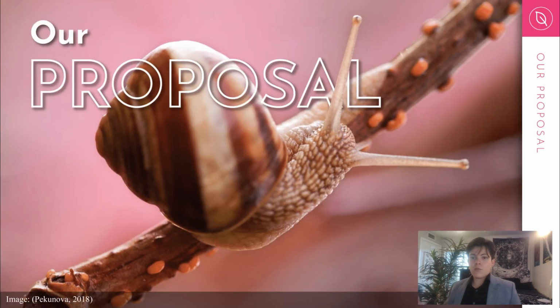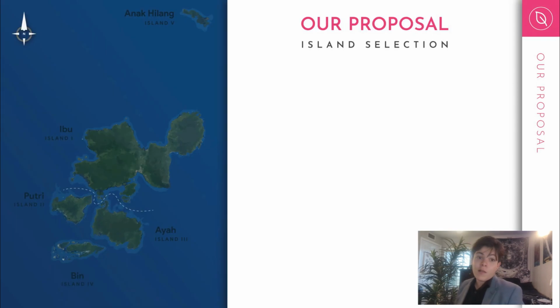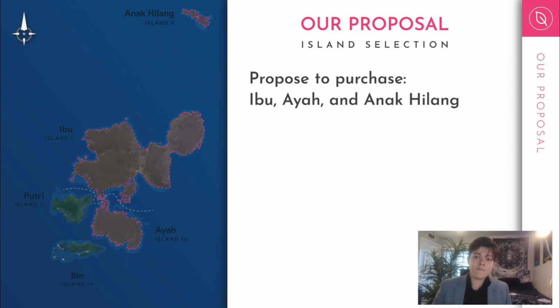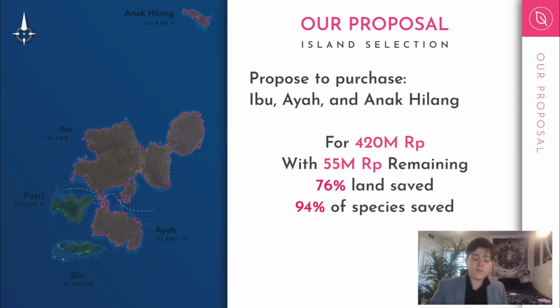So what is our proposal? What do we suggest you do? Well, we think you should buy three islands: Ibu, Aya, and Anakilong. With just these three islands being purchased, we're going to save about 76% of the land and 94% of the species, which is really good. And we're also going to have 55 million rupees left over.